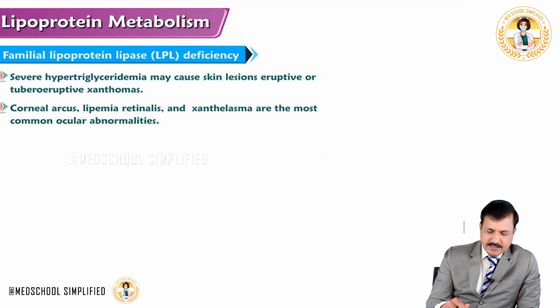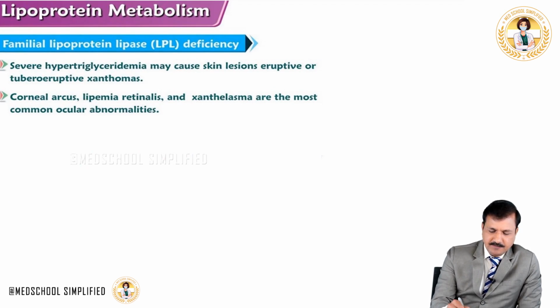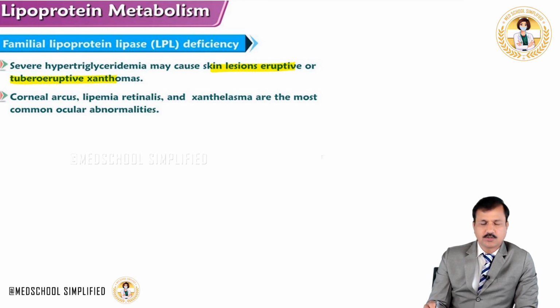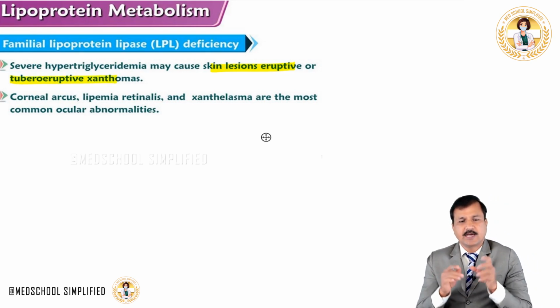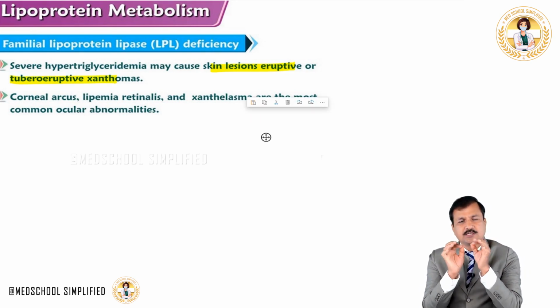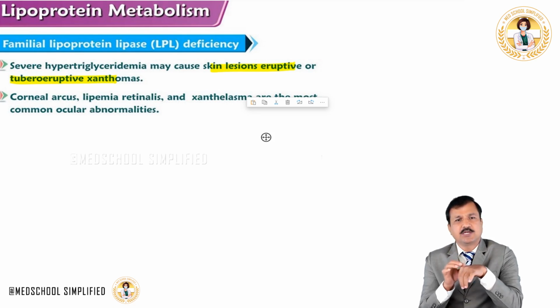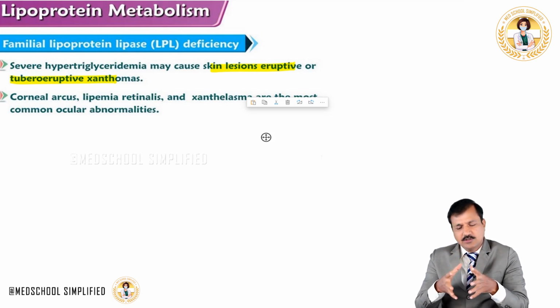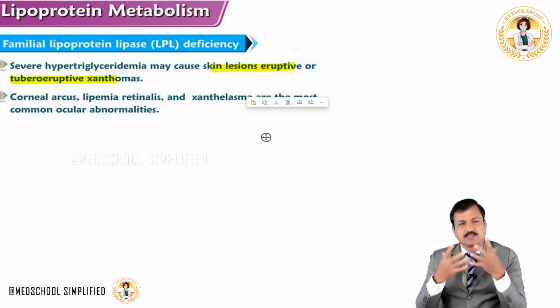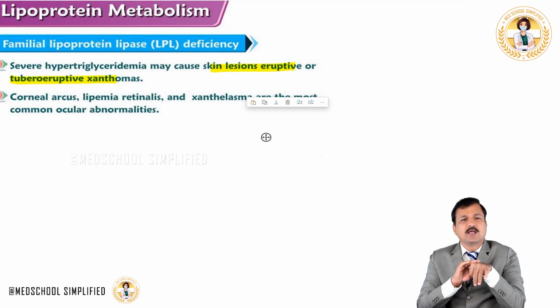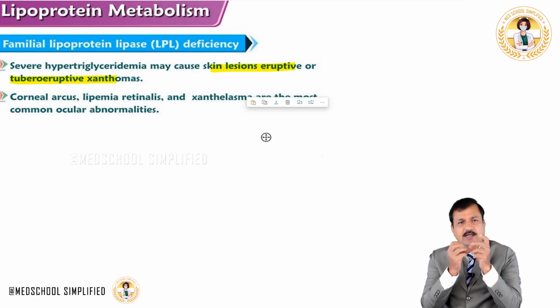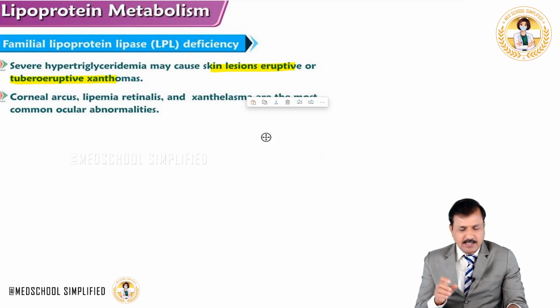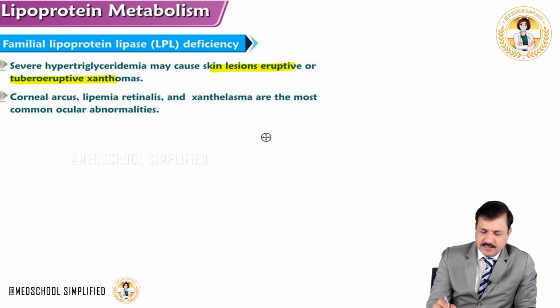Now severe hypertriacylglycerolemia in this condition can cause skin lesions giving rise to eruptive or tuberoeruptive xanthomas. This is the characteristic of lipoprotein lipase deficiency. Eruptive xanthoma means xanthomas, which are fatty material accumulated just beneath the skin, smooth in texture. They come in eruption, all in collections, and they are raised over the surface, where you can feel the surface like a tuberous or nodular kind. That type of xanthomas are referred to as eruptive or tuberoeruptive xanthomas.